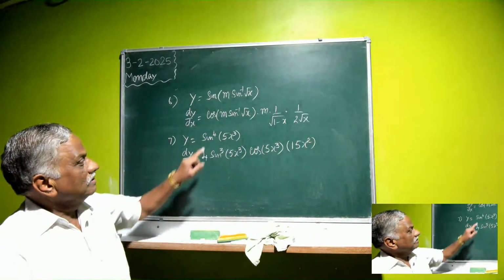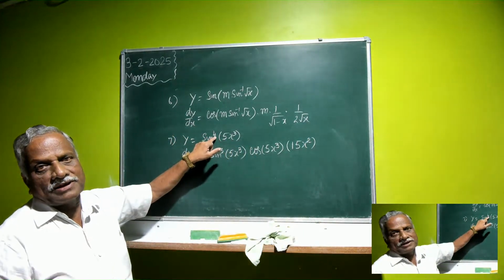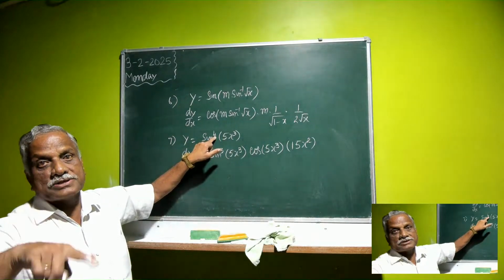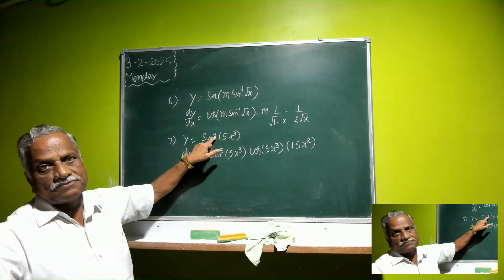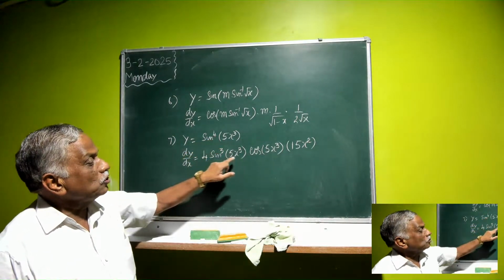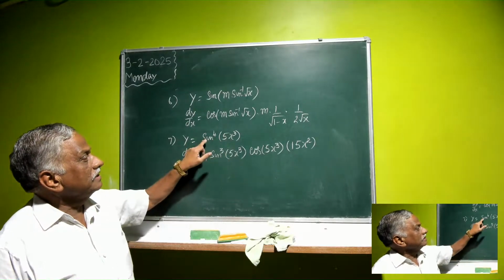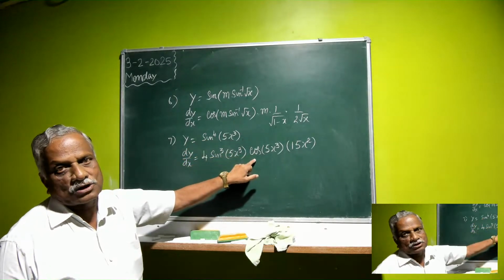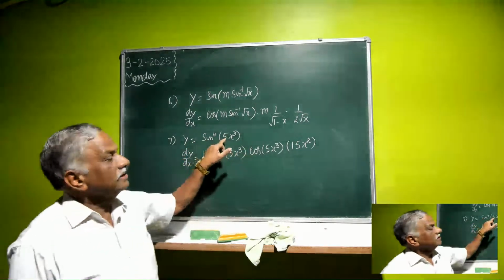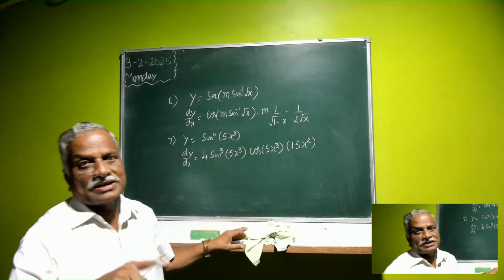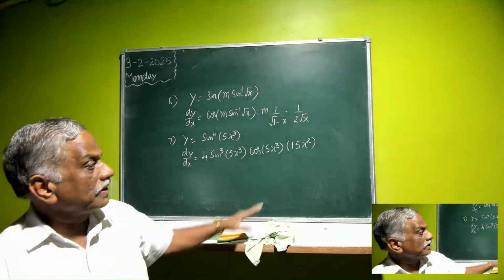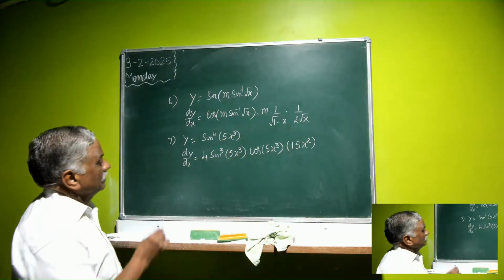Repeat once again. First we should differentiate the power. It is something like x to the power of 4, that is 4x cube, so 4 sine cube of whatever is there. Then you differentiate sine, sine gives cos, of whatever is there. Then you differentiate 5x cube. 5 is a constant, x cube gives 3x square, totally 15x square.